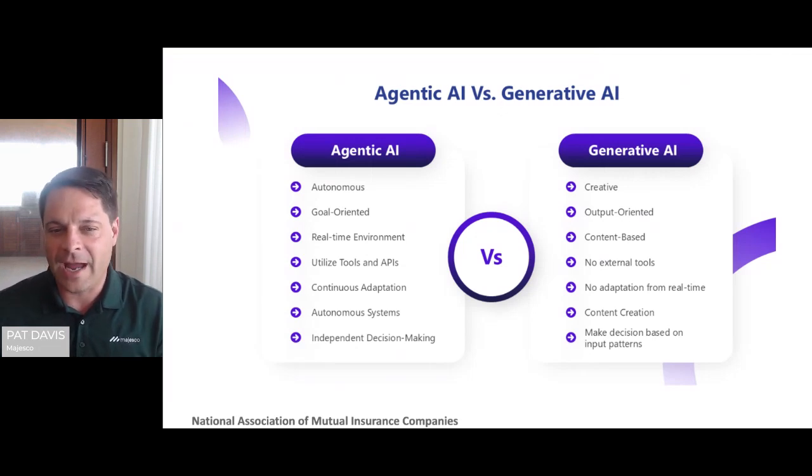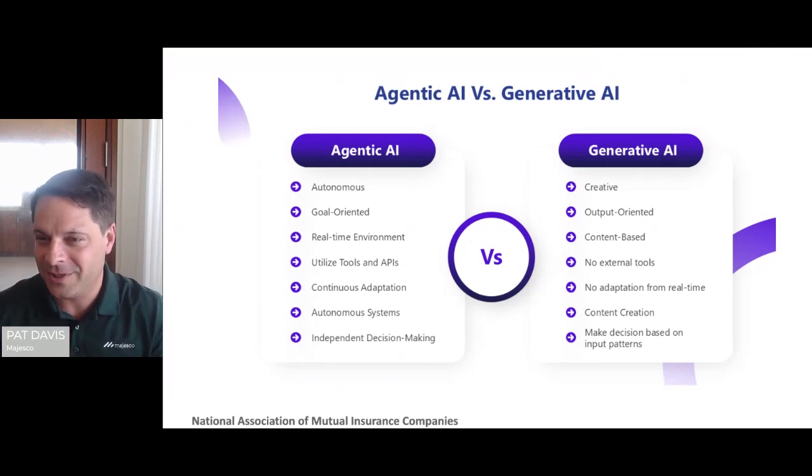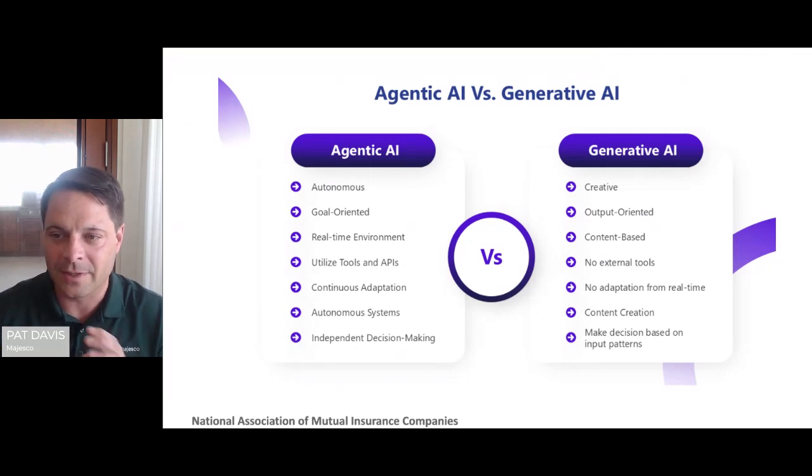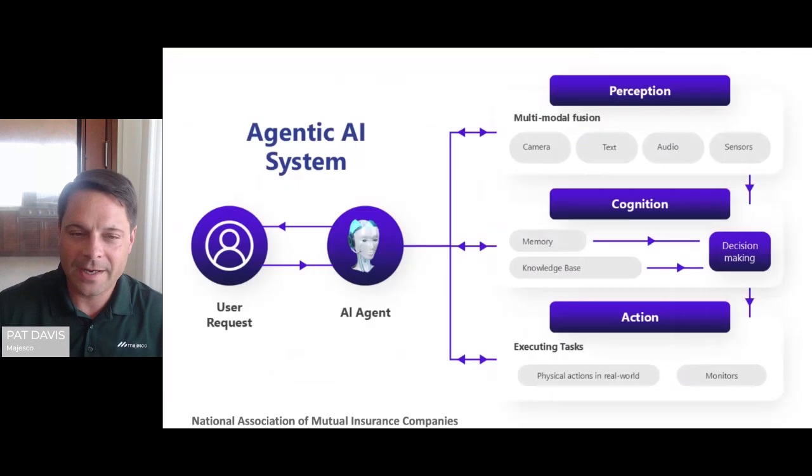And again, generative AI, it's very creative. It's output oriented, content based. It's not typically calling external tools, but you might say like, well, hey, Pat, I know the ChatGPT can call external services and all these other things. And that's really where generative AI is being strung together with other tooling to give you a richer experience, but it's not pure generative AI at that point. It's other tooling being brought to bear. There's no real adaptation in generative AI, and it's amazing at content creation. And it can make decisions based on input patterns, but it's not doing independent decision making. So again, those are just some of those differences.